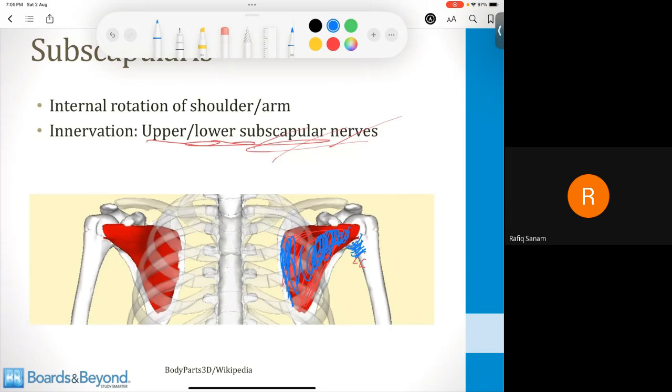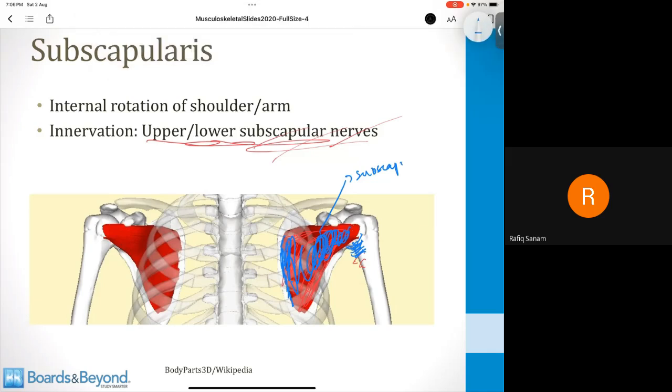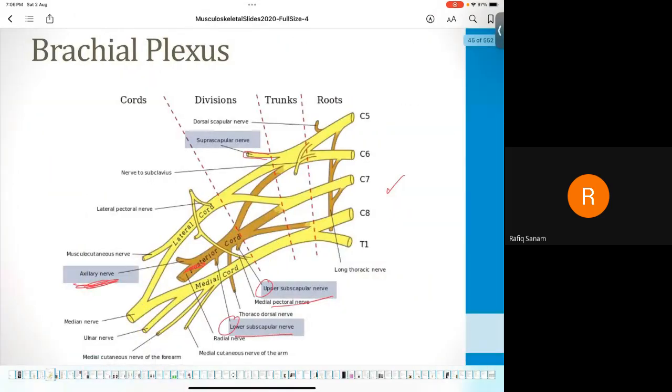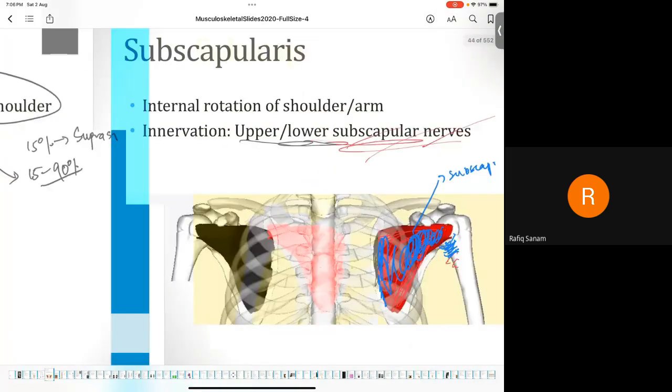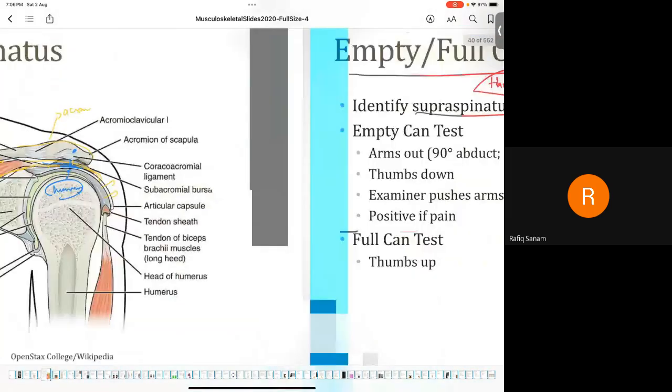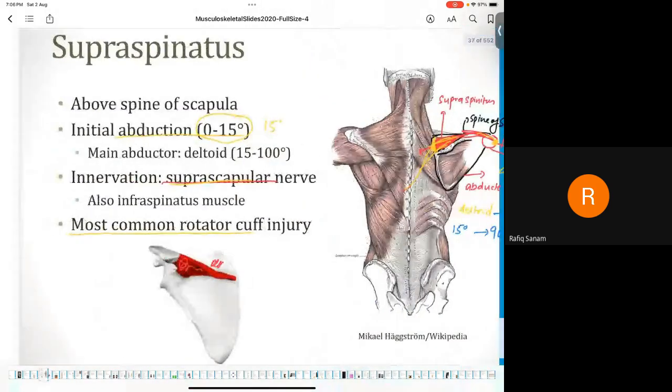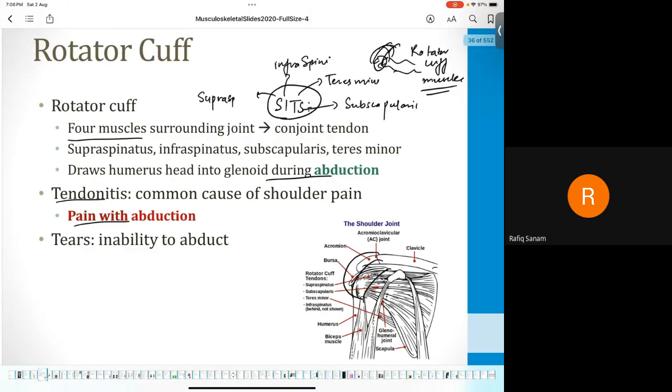And what's the nervous supply? The nervous supply is upper and lower subscapular nerve. So subscapularis is supplied by subscapular nerves. These were all of the rotator cuff muscles which we discussed, right? So let me just give you a quick overview of these muscles, then we are going to move forward, right? Okay, so we discussed rotator cuff muscles.